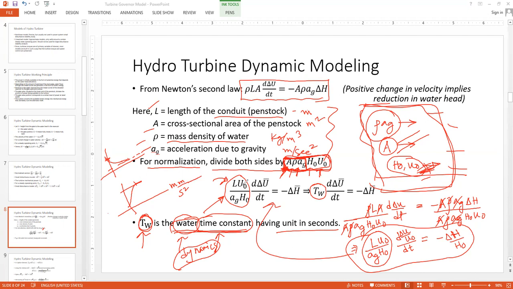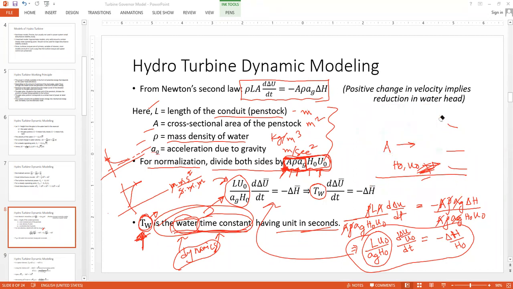Sorry, there's a mistake. Velocity is meter per second. Then you have AG, it is meter per second squared. Inverse, H naught, it is meter. So you cancel out M, S, one S, so you have S. So you see, you are getting second. So it is validated. That is, the unit of TW is second. We can call it some kind of water constant associated with the hydroturbine water velocity dynamics.